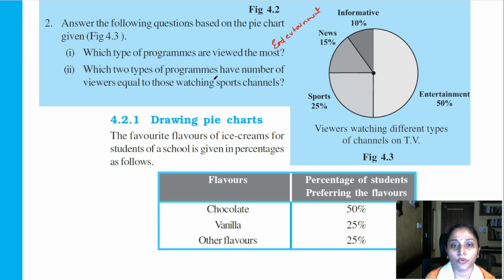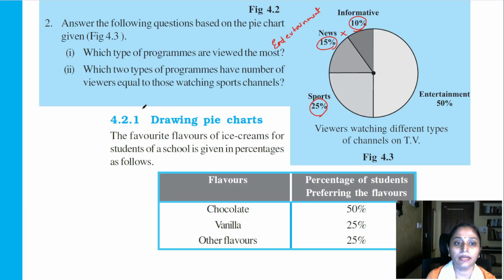Which two types of programs have number of viewers equal to those watching sports? Now, first of all, what is the number of viewers watching sports? 25%, right? So which two other categories do I have to look together to get the same as 25%? Clearly entertainment is out of the question because that itself is 50, and adding something to it to get 25 is out of the question. So if you see here, news and informative, you can see that 15 plus 10 is going to give you 25.